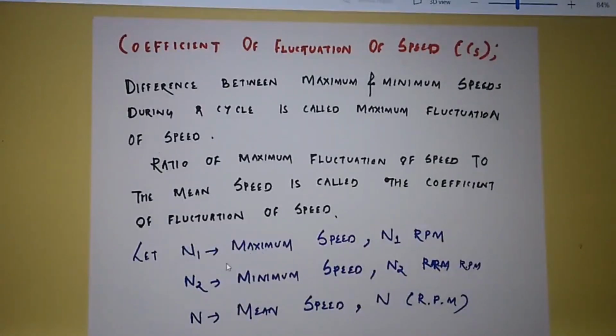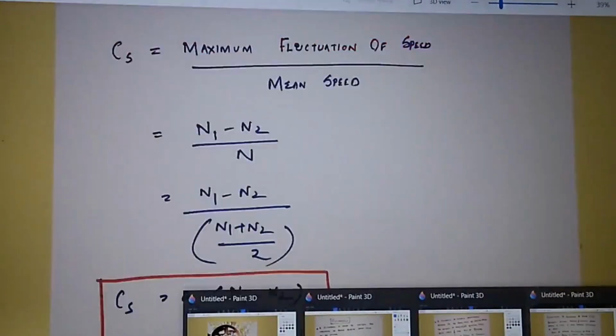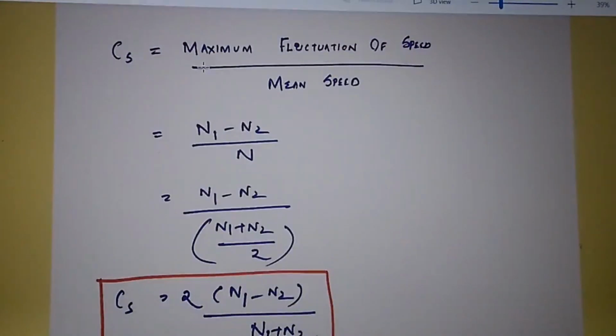Let us take the terms as N1 is the maximum speed in rpm, N2 is the minimum speed in rpm, and N is the mean speed in rpm. So N1, N2, and N, these terms we are going to use. The coefficient of fluctuation of speed is the maximum fluctuation of speed divided by the mean speed, that is N1 minus N2 divided by (N1 plus N2) divided by 2. So Cs is equal to 2 into (N1 minus N2) divided by (N1 plus N2). This is how we calculate the coefficient of fluctuation of speed.